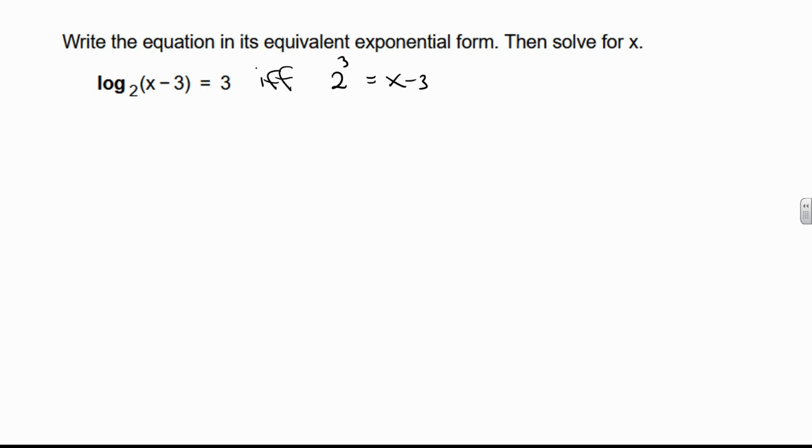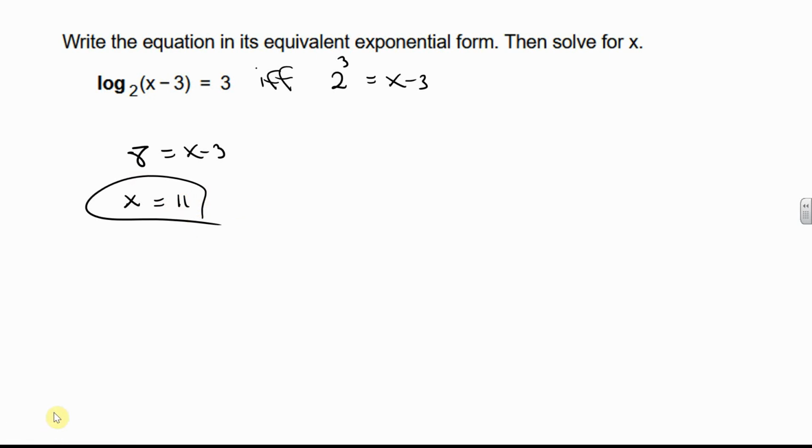Okay, well, very good, Kaylee. So let me ask you this. What's 2 to the 3rd? 8. So this is 8 is equal to x minus 3. So now it's just algebra. So now that means that 8 plus 3 is equal to x. So x is equal to 11. All right?